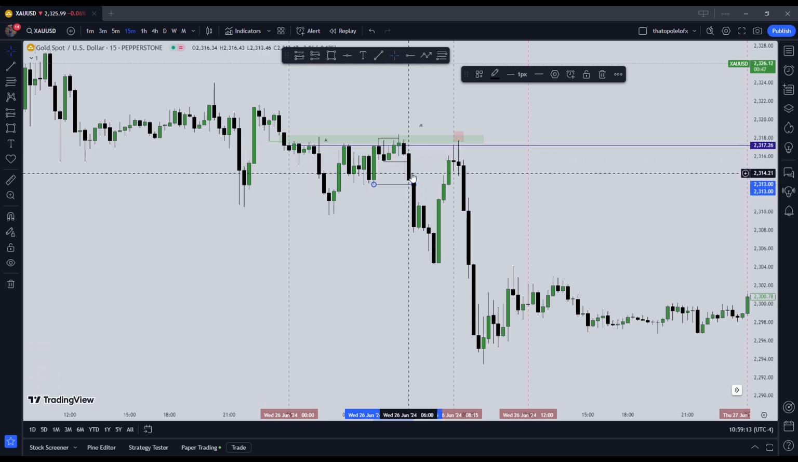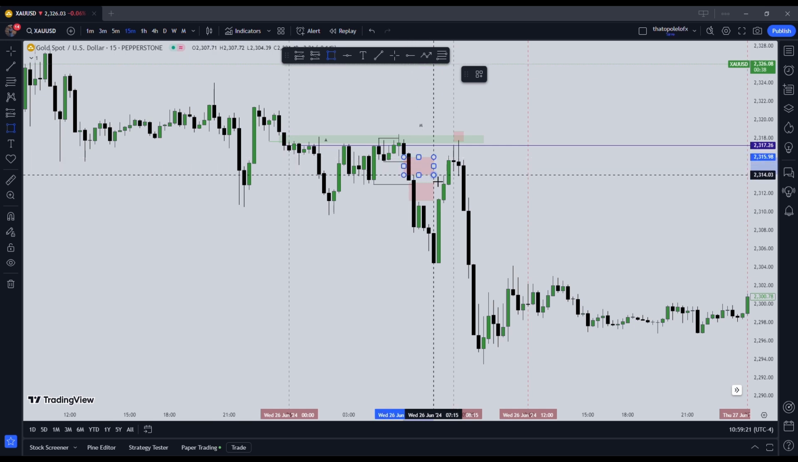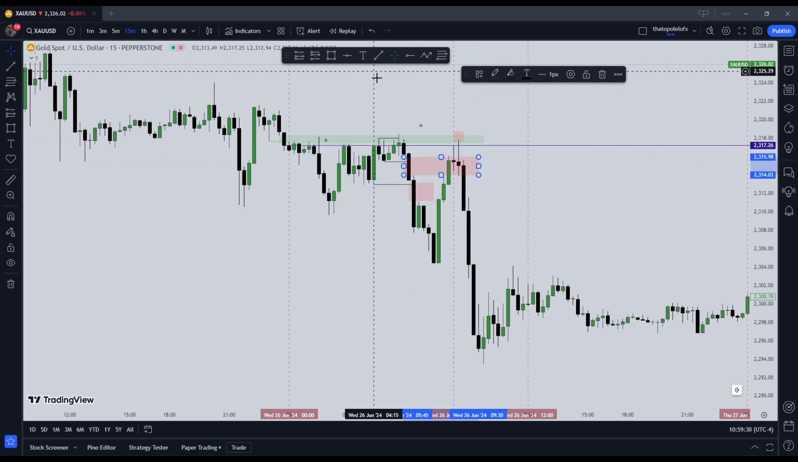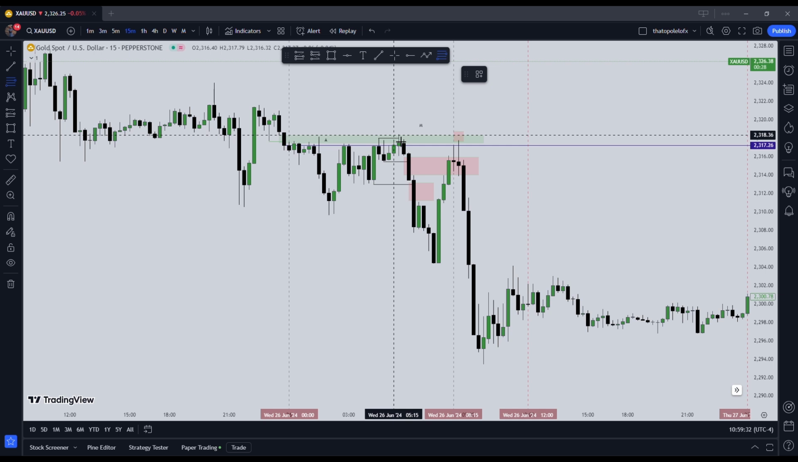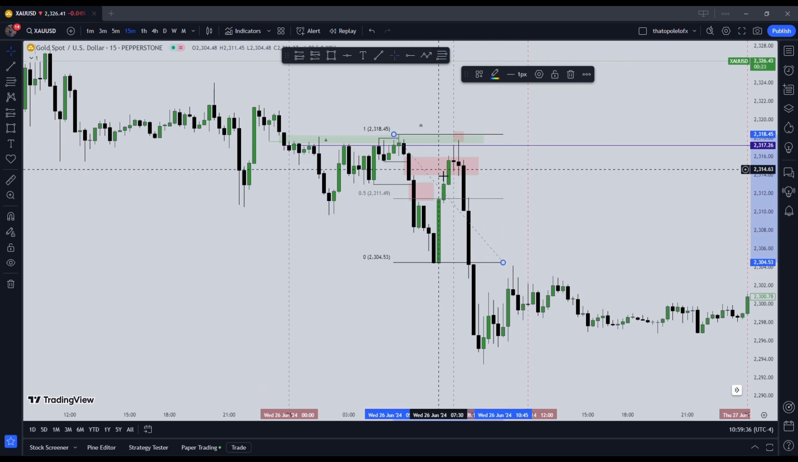Displacement. There's displacement here, there's displacement here, and there's the formation of fair value gaps here, fair value gap here, fair value gap here. Yes, for me, even if I use this one, I would have used this one still. Why? Because it's in premium. Look at that. Premium. It's in.